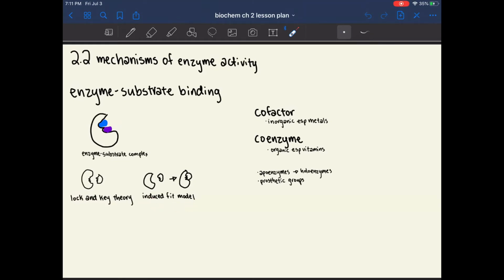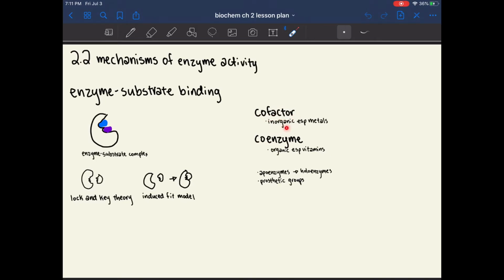And the induced fit model is the model that is more accepted in biochemistry now because it has been shown that enzymes do change shape and undergo conformational changes when a substrate is bound. There are several things that help enzymes do their job. Two of these are called cofactors and coenzymes.